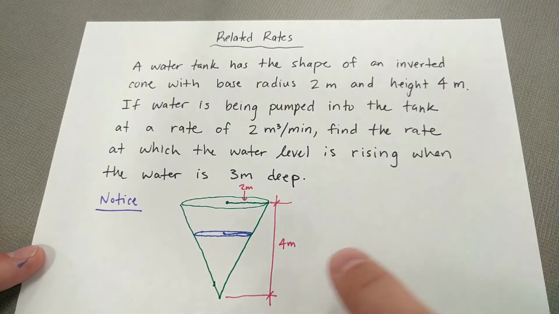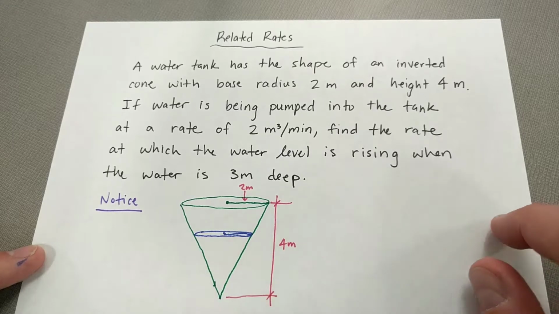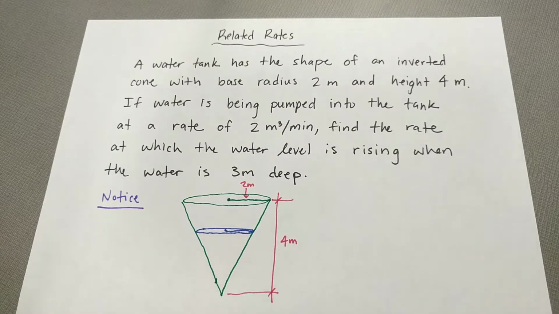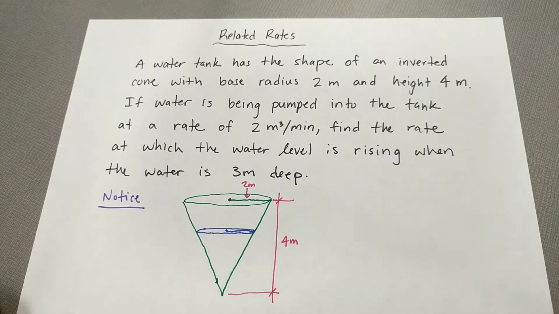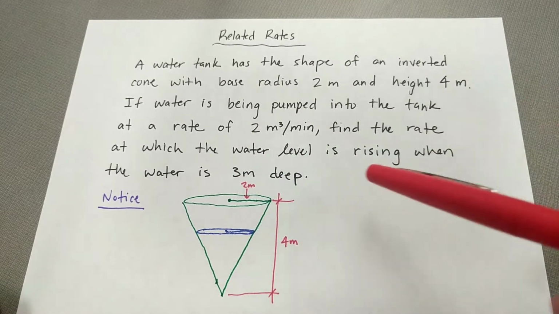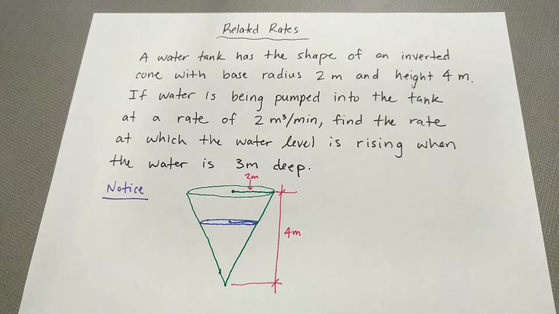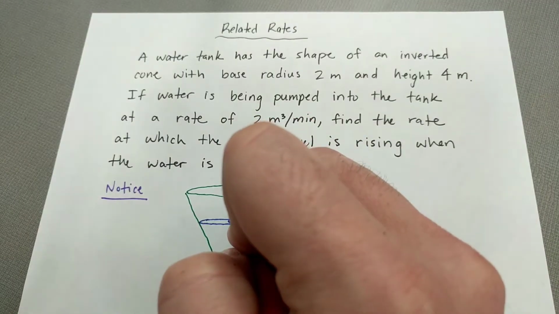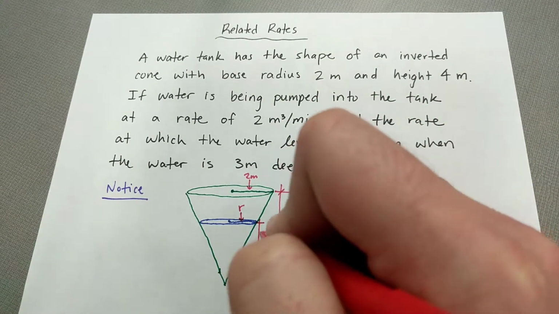Things that are changing though, well, if we're pumping water into this, the water is going to be changing. The volume of the water, the level, the radius of the water, those are all things that will be changing. So because of that, I don't want to slap down 3 as the height of the water right now, because it is not always 3. We're interested in what's happening at 3, but this is a moving problem. So maybe the water started down here, it fills, and then we're interested in when it's at 3. Because it's changing, I don't want to label it with numbers, I want to label it with variables.